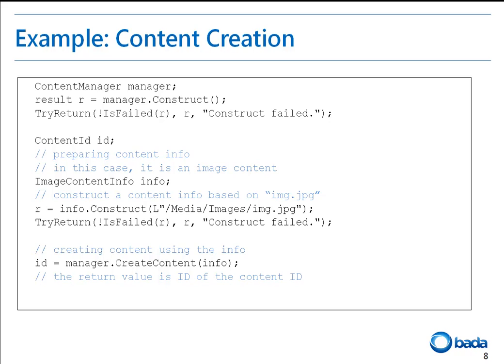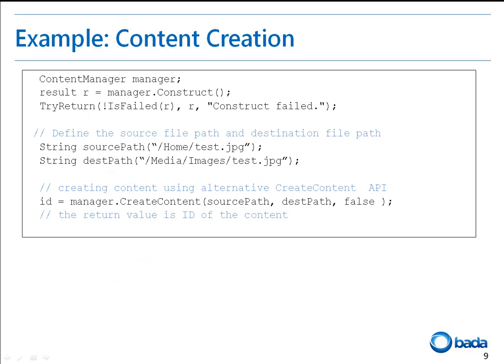Let's have a look at the code now. Here, I constructed the ContentManager instance. Then, I constructed the ImageContentInfo instance using the img.jpg image file present in the media/image directory. Then I pass the ImageContentInfo instance to the CreateContent method of the ContentManager class. This will create a content item for that image file, and the returned ID is the content ID.